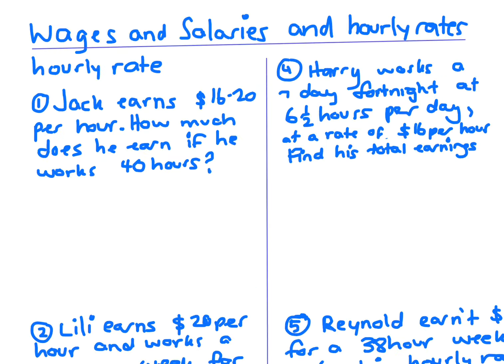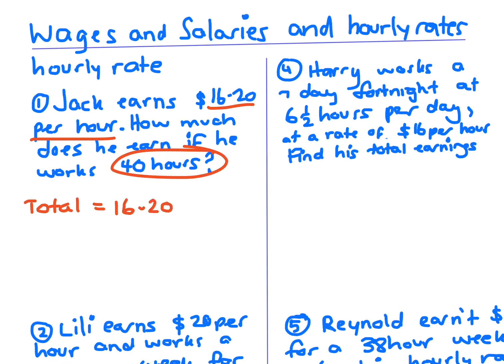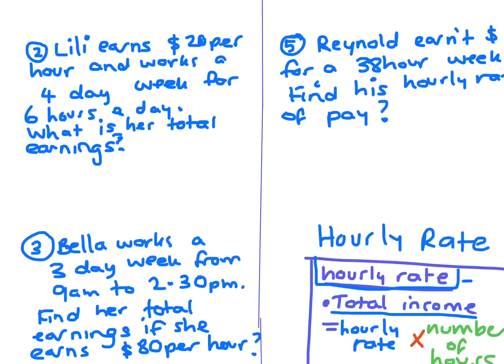Okay, so I'll just run through some questions. Jack earned $16.20 for each hour, and he worked for 40 hours. So to get the total income, you get the hourly rate, which is $16.20, and times by the number of hours. So altogether you get 648.